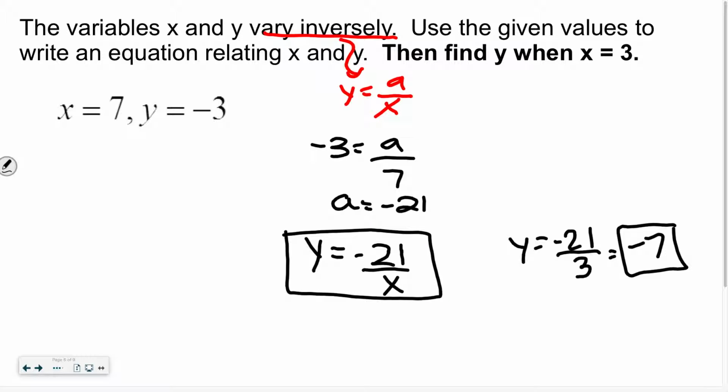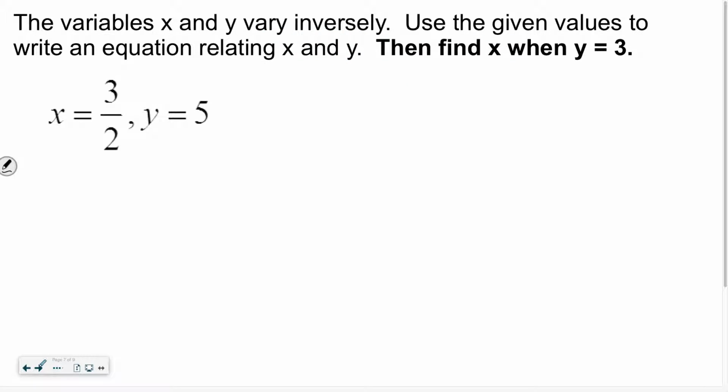Anybody got any questions for me so far? Okay, we'll do one that has fractions. So nothing changes just because there's a fraction. You just got to be able to work with a fraction, right?